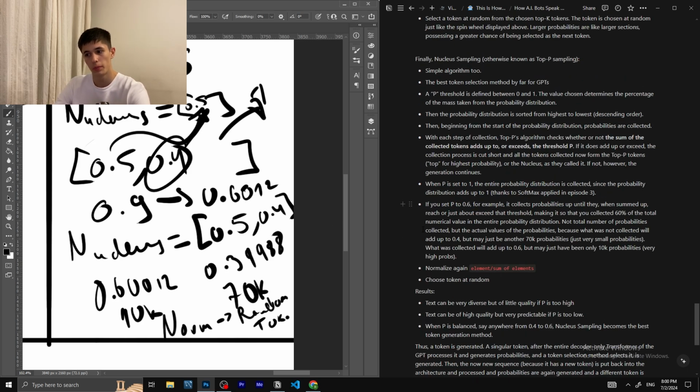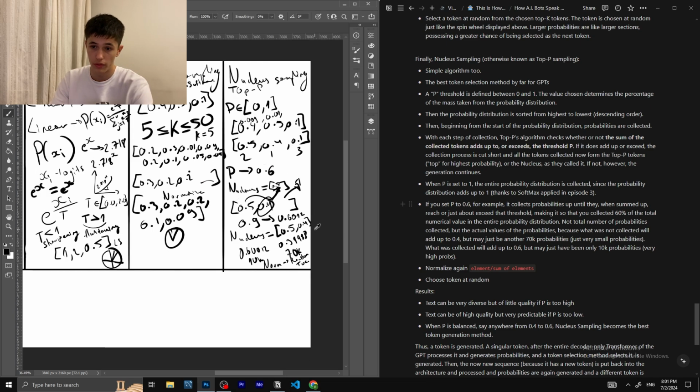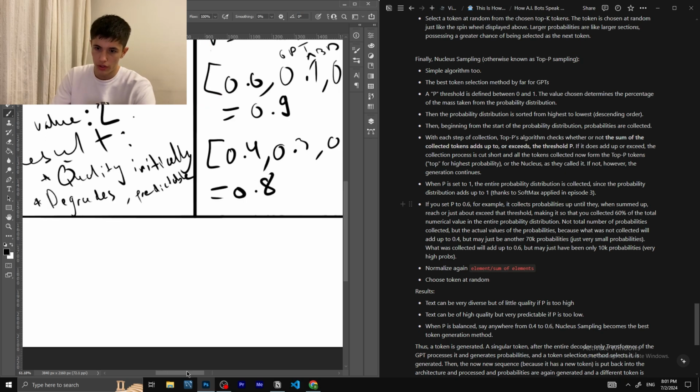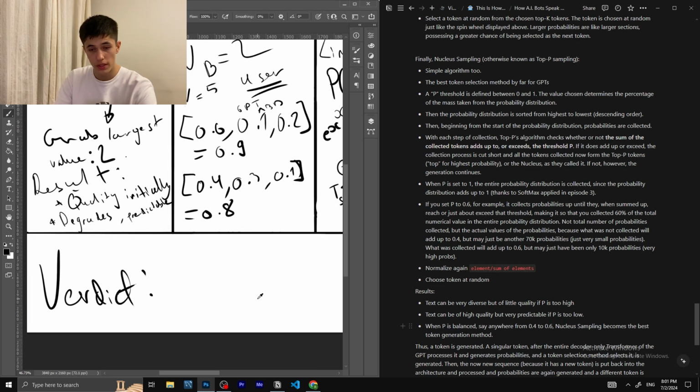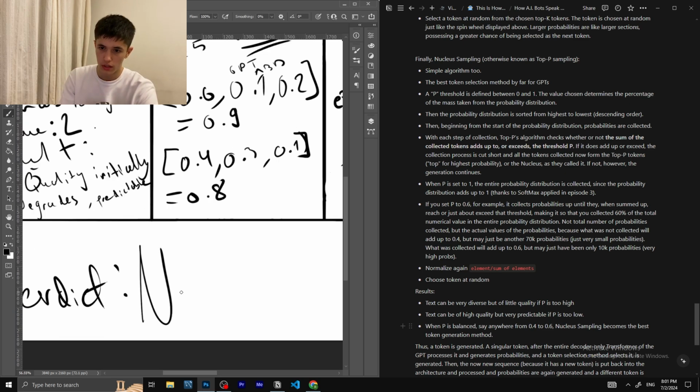Text can be very diverse but of little quality if P is way too high, but the text can be of very high quality but very predictable if P is too low. So again, it's like the temperature thing where you have to strike a balance and get it right, except it's been found that the nucleus sampling method works better for token generation than any other method found right now. So what would our verdict be? Which token method is actually the best for GPTs? That would be nucleus sampling.